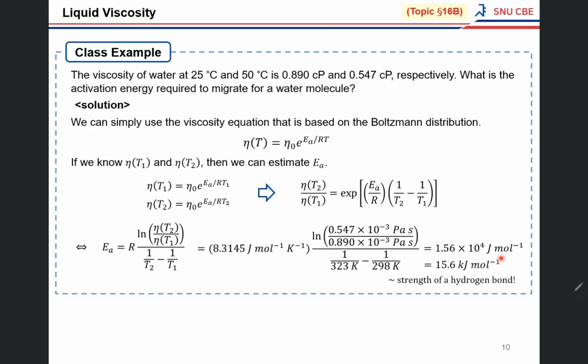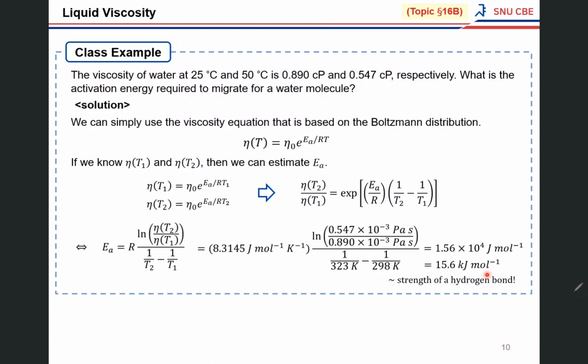But this activation energy is pretty close to the strength of the hydrogen bond. This means that for a water molecule to go through the liquid phase of water, it must overcome some kind of energy barrier, and the scale of this barrier is exactly the same as the hydrogen bonding energy. So we can find out why water is more viscous when compared to other types of molecules.